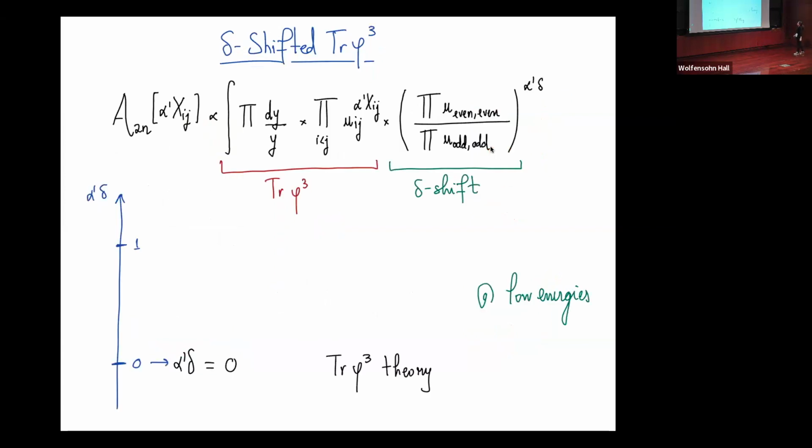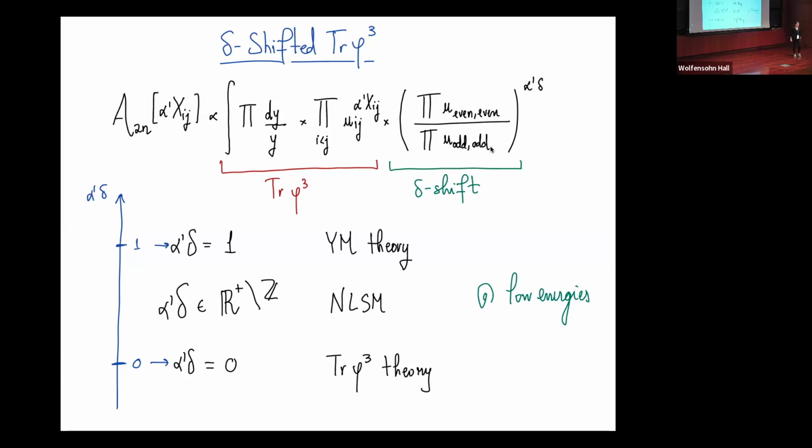And now the claim is that, well, when alpha prime delta is equal to 0, at low energies, of course, I get just trace phi cube theory because this factor disappears. But when I turn it on and I choose it to be just any value that is not an integer, then at low energies, I'll get the NLSM. And finally, when alpha prime delta is precisely equal to 1, I get non-supersymmetric Yang-Mills theory at low energies.